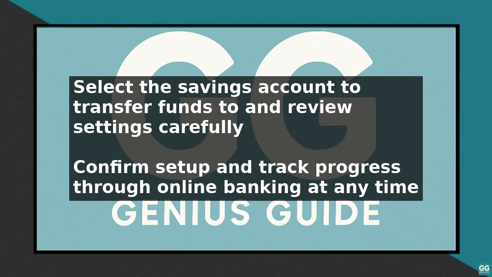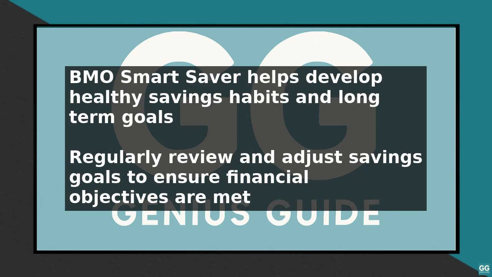You can track your progress and make changes to your Smart Saver settings at any time through online banking. Remember to review and adjust your savings goals regularly to ensure you are on track to meet your financial objectives. By following these simple steps, you can set up your BMO Smart Saver and start building your savings automatically. This tool is a great way to develop healthy savings habits and work towards your long-term financial goals.